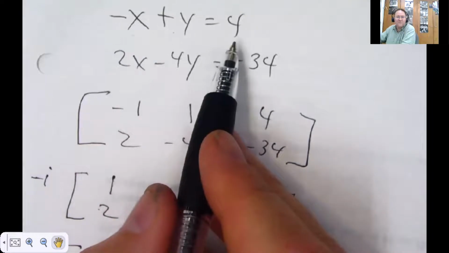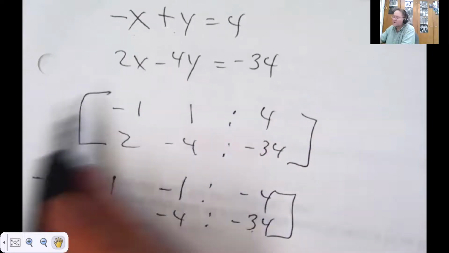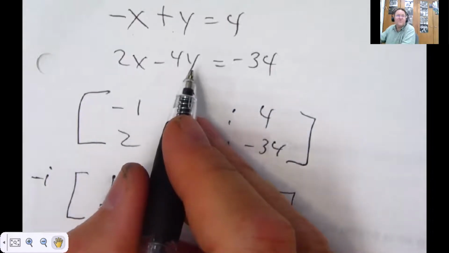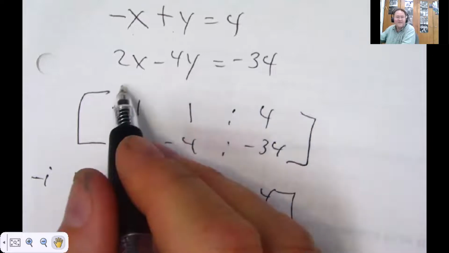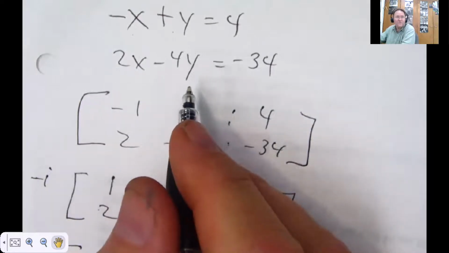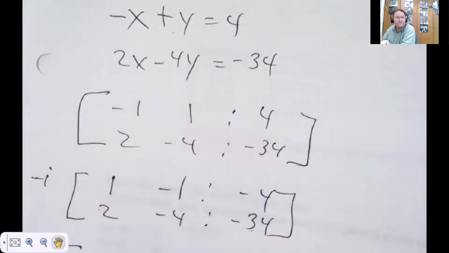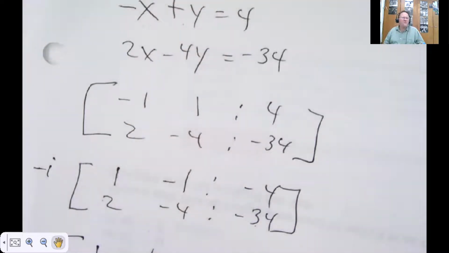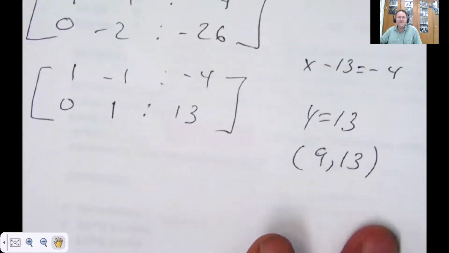Negative 9 plus 13 is 4. That works. 2 times 9 is 18. Negative 4 times 13 is 42. So I've got 18 minus 42, and 18 minus 42 is 34. Yes, it is. Hold on. Oh, that's because it's 52. Moronic. 13 times 4 is 52. All right, that comes out to be right then. So that's it. That's the ordered pair for the solution, which is 9, 13.